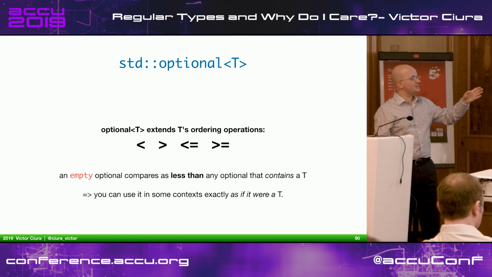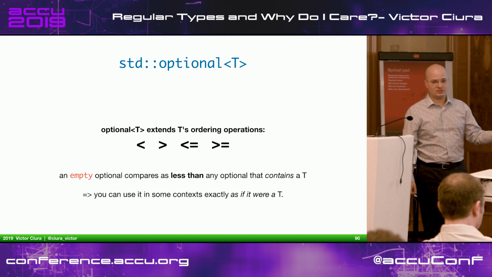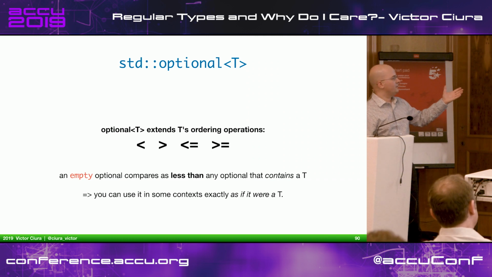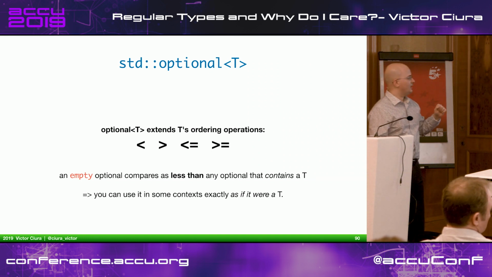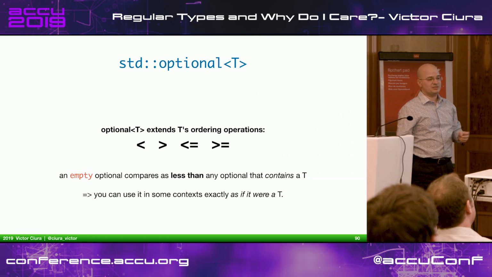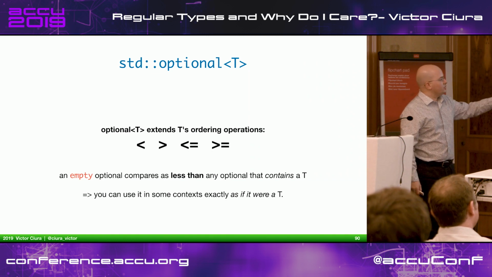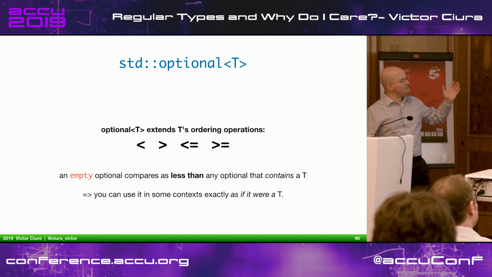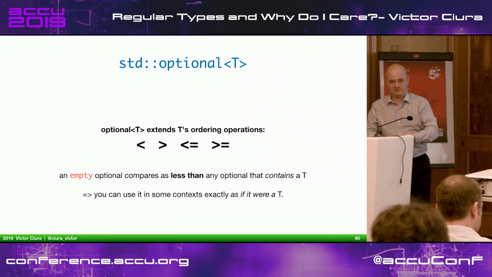Optional of T extends T's ordering operations. This is why I'm mentioning optional in this presentation, because it's very relevant to the ordering relations that we've discussed. So optional of T extends T's less than, greater than, and so on. And an empty optional compares less than any optional that contains a T. Another important distinction: it's necessary if we're storing or comparing optionals. So you can use it in the same exact context as if it were a T, because it meets these expectations of the programmer on the ordering relations of what's inside the box.